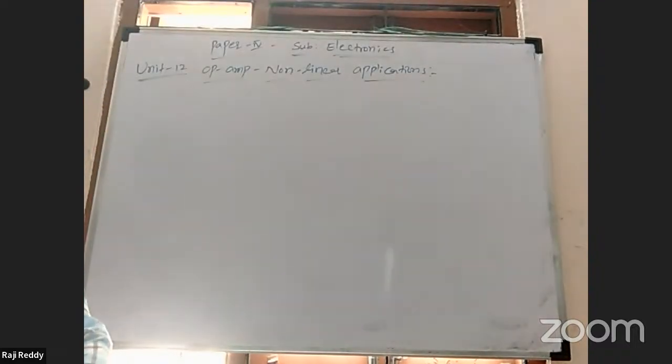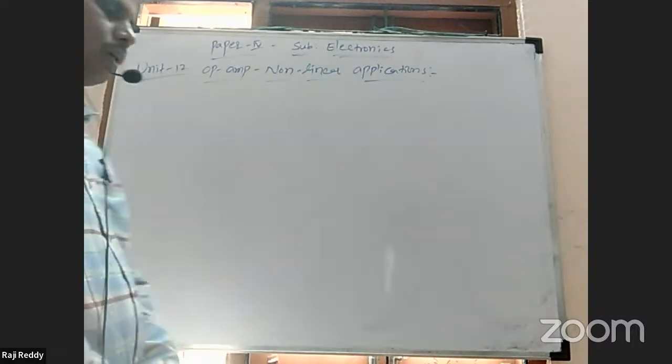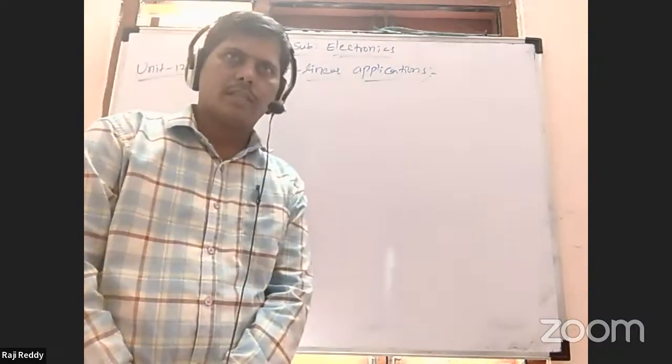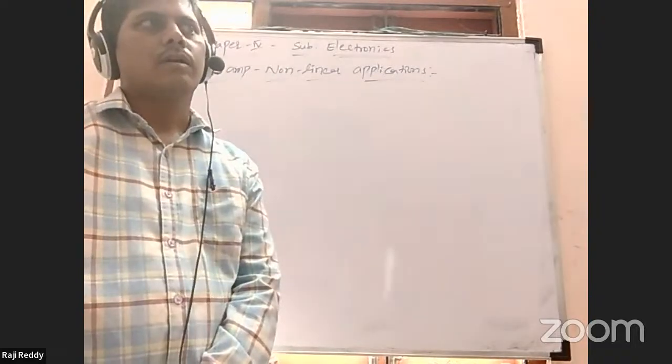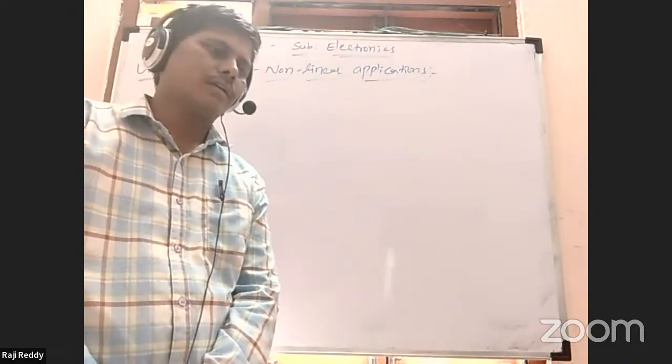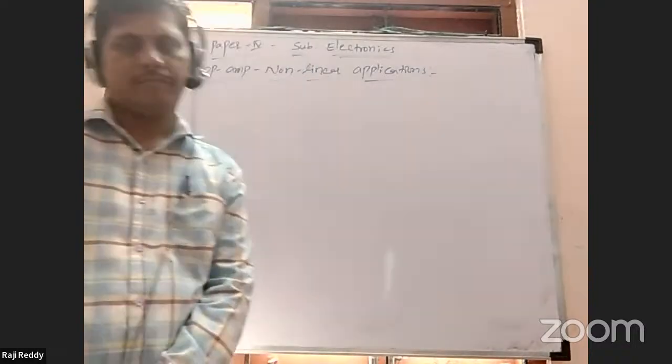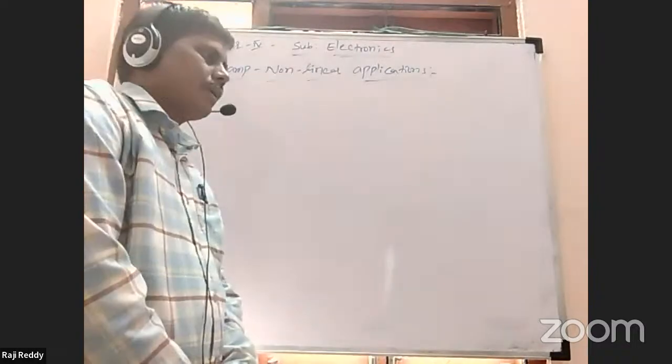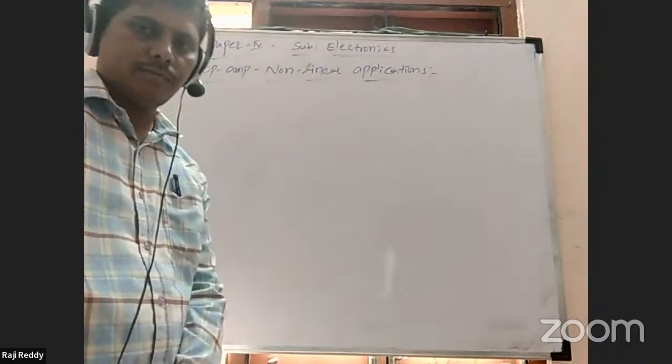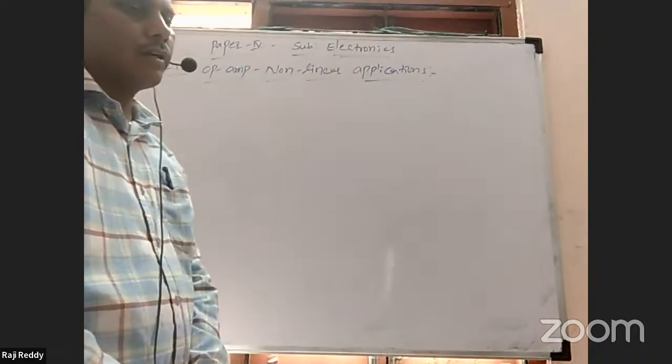The applications of the p-n junction diode: the first one is the rectifier, the next is the photodiode, then the LED, solar cell, zener diode, etc. In that, the first one is the rectifier. What is the meaning of rectifier? The process of conversion of alternating current into direct current is called the rectifier. The rectifier can be classified into two types: one is the half-wave rectifier, the other is the full-wave rectifier.